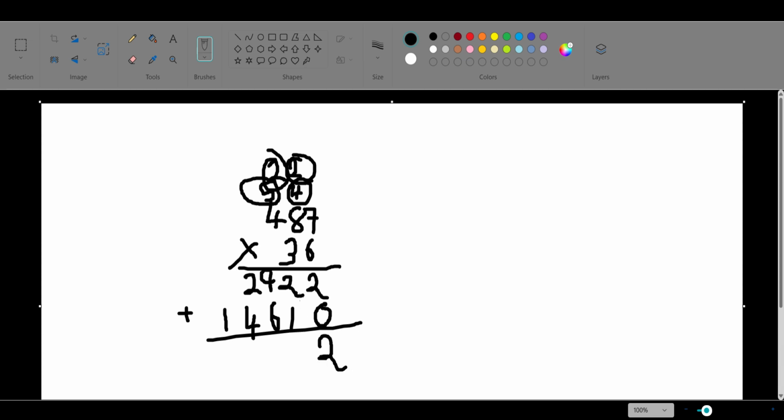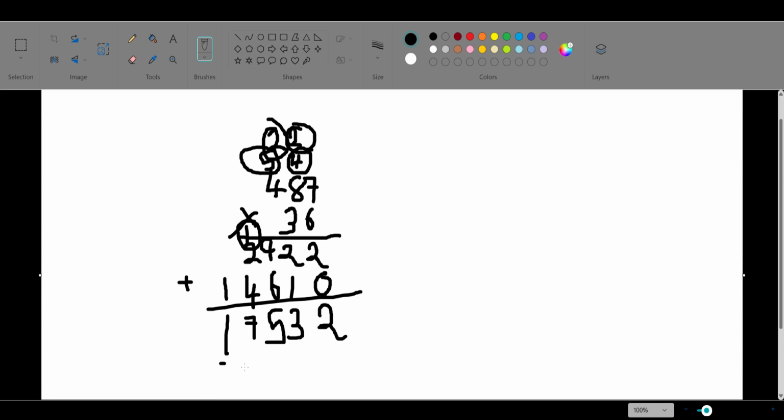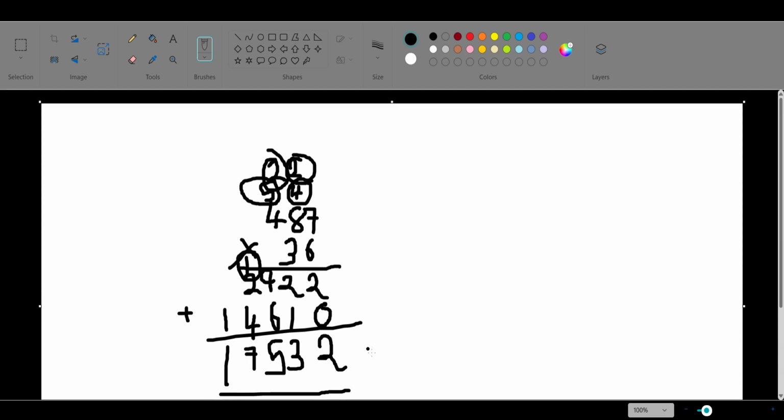Now you add this. Don't subtract it. You add this 2 here, and then 2 plus 1, 3. 9 plus 6, which is 15. And you add it, simple addition, and then 3 plus 4, which is 7. And here's 1.